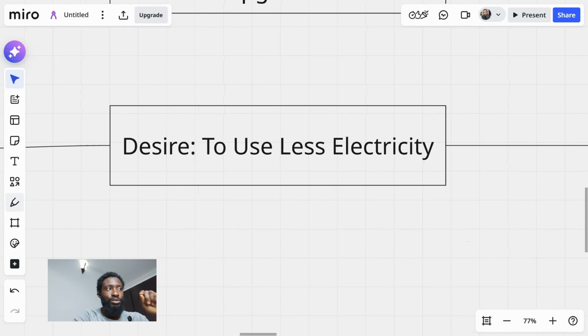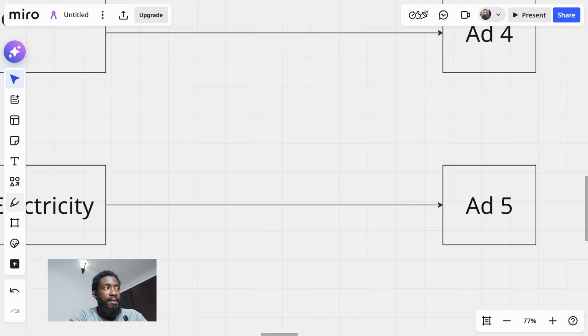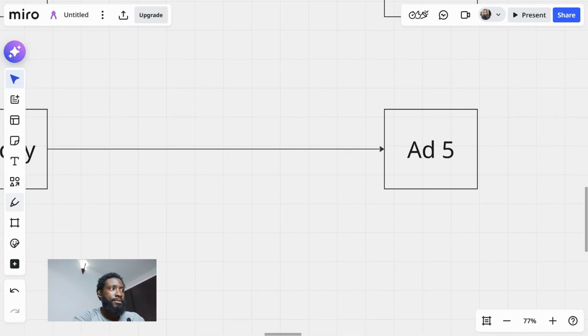Now, the desire to use less electricity. This is another unique marketing angle because if you are using a prepaid meter, one of the things people want to do is to reduce their power consumption. So let's say your air fryer is an inverter air fryer that uses less power. This is a unique marketing angle to use, which gives me my 5.